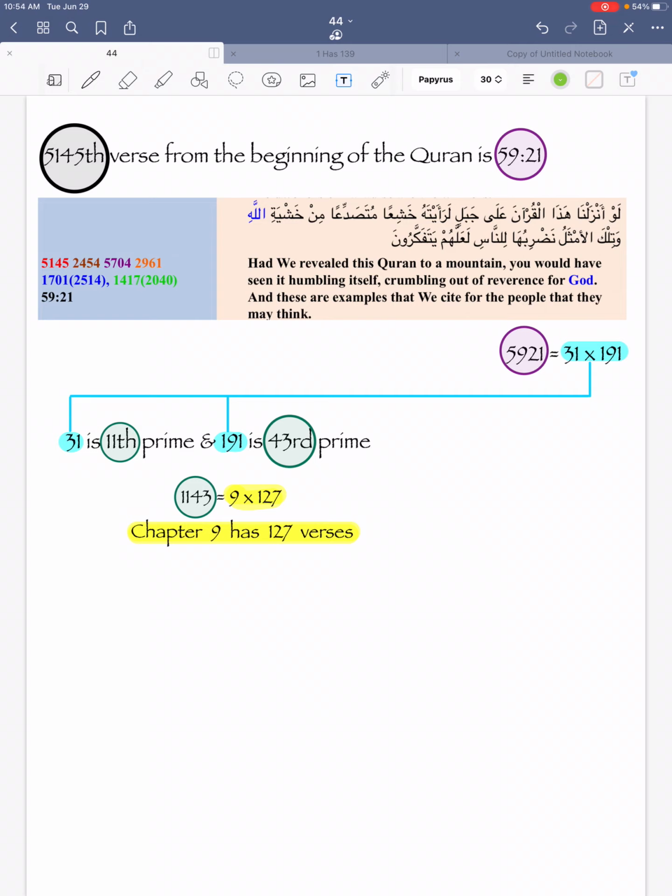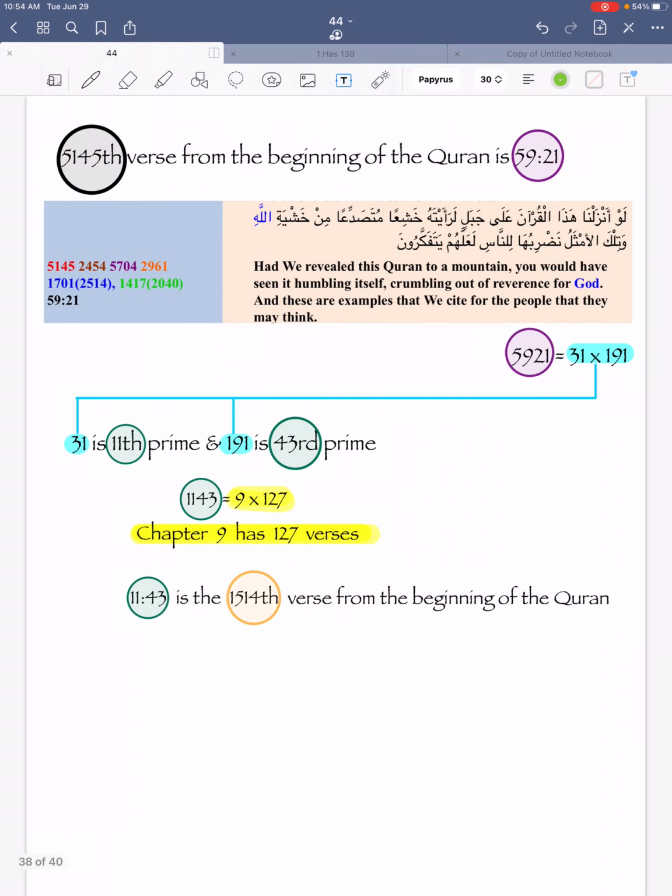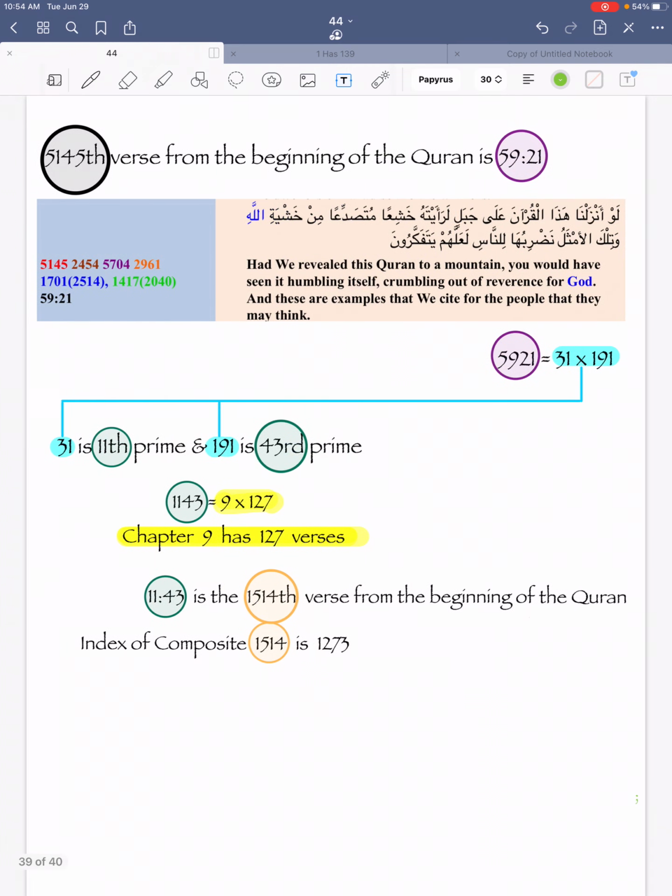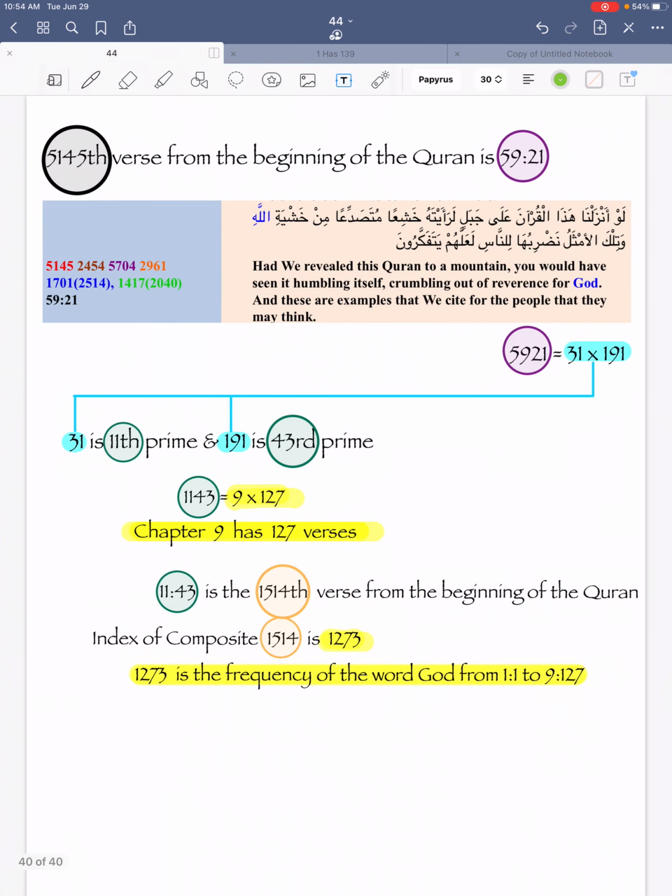Let's take a look at one more here. 1143. Chapter 11, verse 43 is the 1,514th verse from the beginning of the Quran. 1514 is a composite, and the index of composite 1514 is 1273. And we should know by now that 1273 is the frequency of the word God from 1:1 to 9:127.